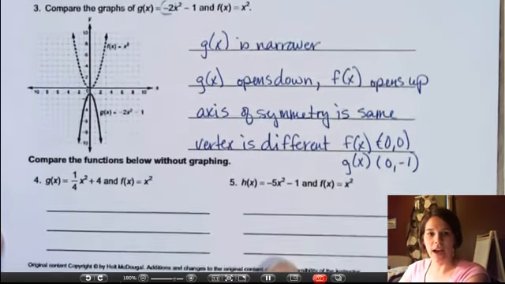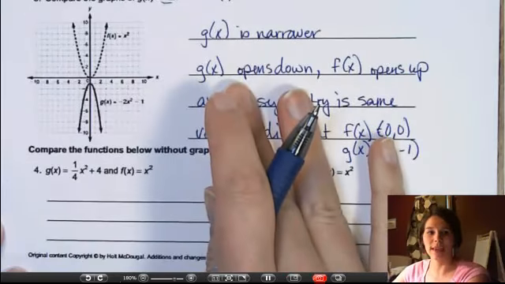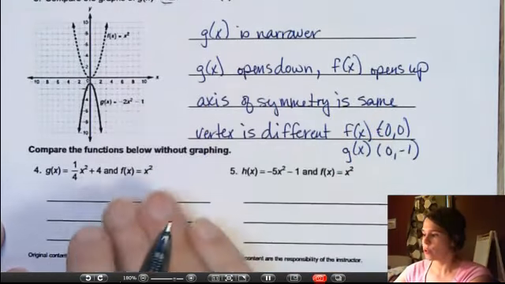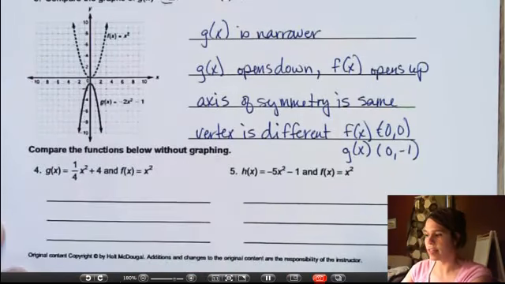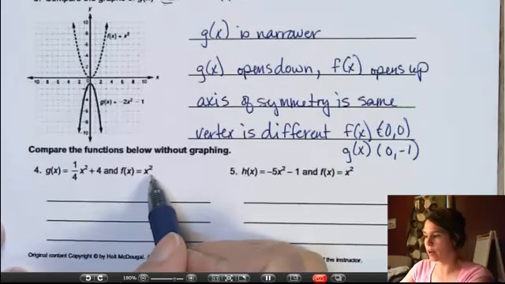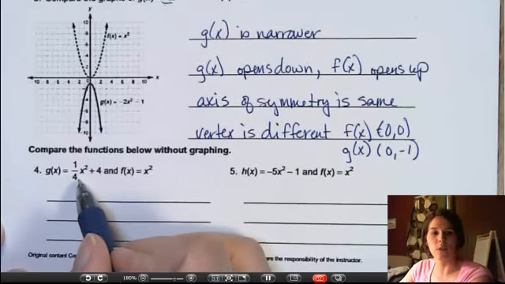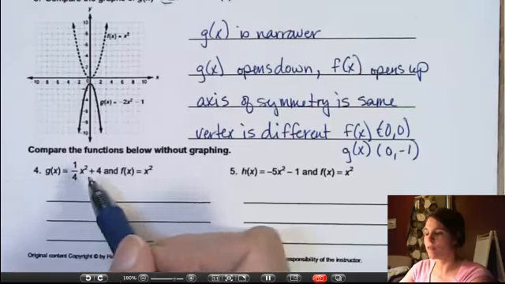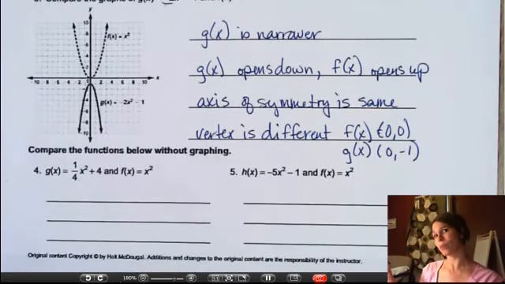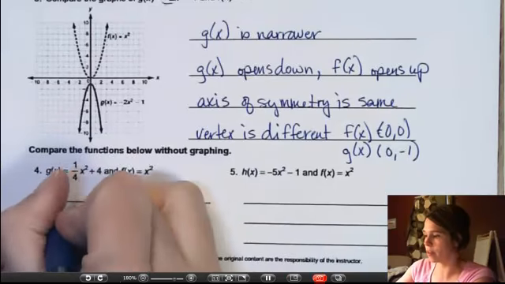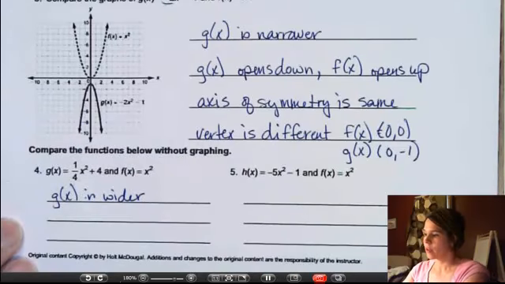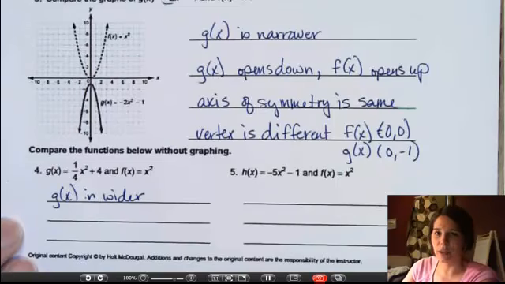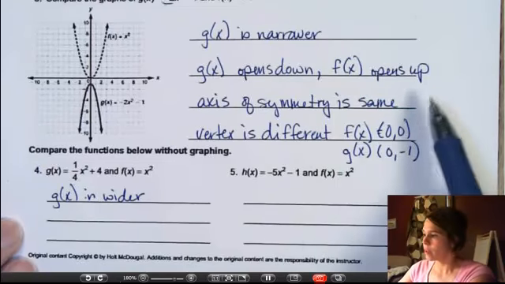Okay, so with 4 and 5, we have to do the same thing that we just did with 3, except we're not given the graphs. We have to do the comparison with just the equation. So let's first look at the narrowness of it. My parent function, f of x equals x squared, and I'm comparing it to 1/4 x squared. Remember that 1/4 makes it grow so much more slowly, it opens it up, so g of x is wider. Okay, do they both open up or down? They both open up. So I'm actually not going to include that as a comparison because they're the same.